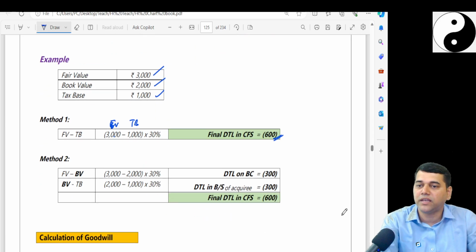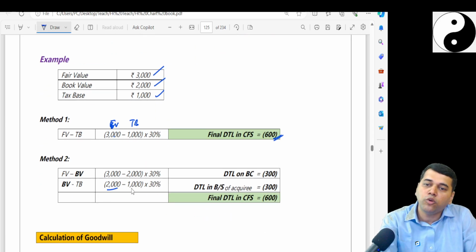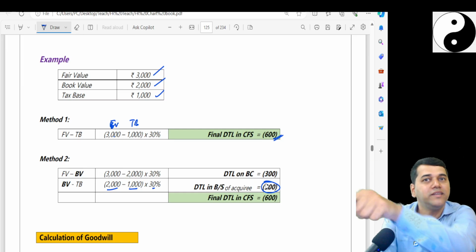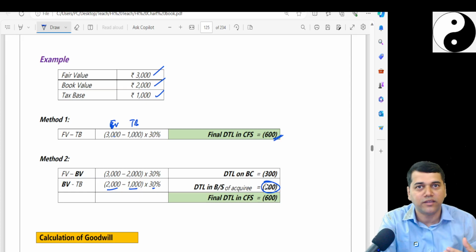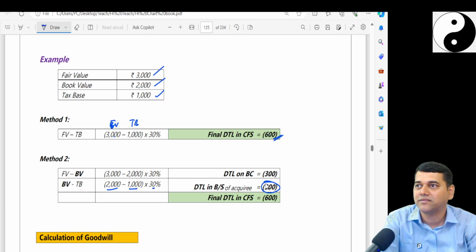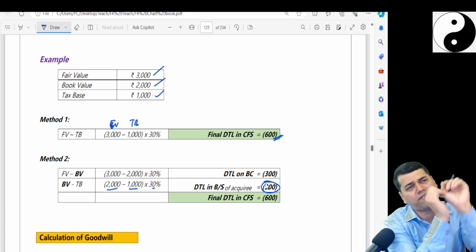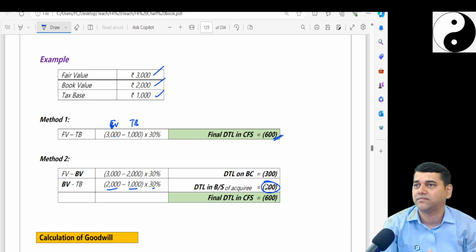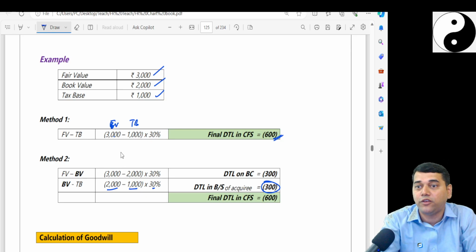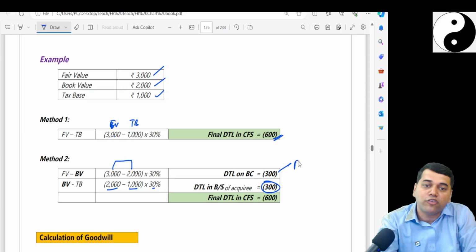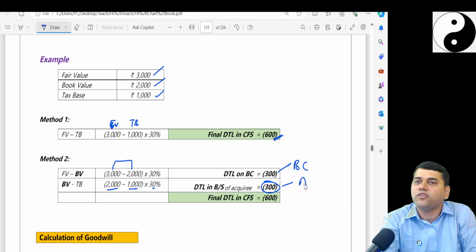Alternatively, can I do something like this? See, book value minus 1000 tax base into 30%. This 300 must be already sitting in the balance sheet of the acquiree, no? Before me recognizing, he must have already recognized 300. I will take the value appearing in the balance sheet of the acquiree as it is. Now, how much is the extra because of the fair valuation? That is the difference between book value and the fair value, into 30%. This 300 is on account of business combination. This 300 is already existing.